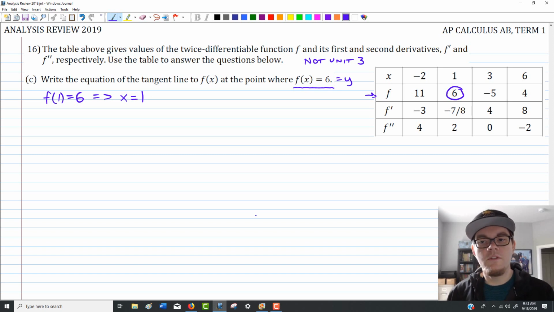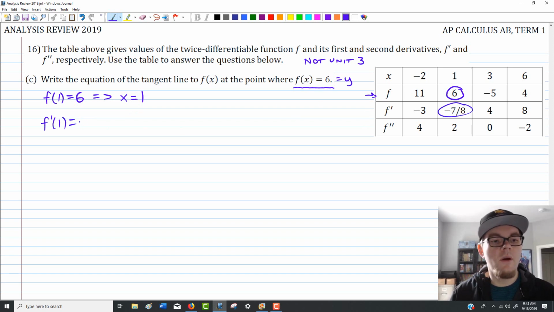So we use the table to find it, kind of the same way we might use a graphing calculator to find the intersection and then use that x value. Now that we have 1, we need to consider what f prime of 1 is equal to, but we actually just used that on the previous problem too. It's negative 7/8. Then we want the tangent line, so y minus 6 equals negative 7/8 times (x minus 1).